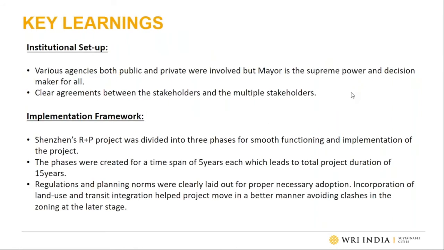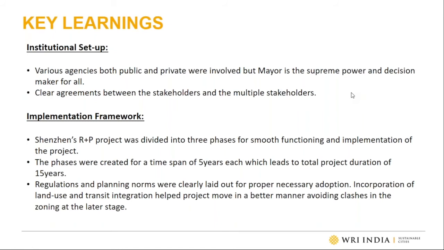In the institutional setup, we realized that various agencies from both public and private sector were involved. But the mayor is the supreme power and decision maker for all. So a learning that we need to take is that there needs to be a pivotal office that drives this whole process. Clear agreements between multiple stakeholders were made at an early stage.